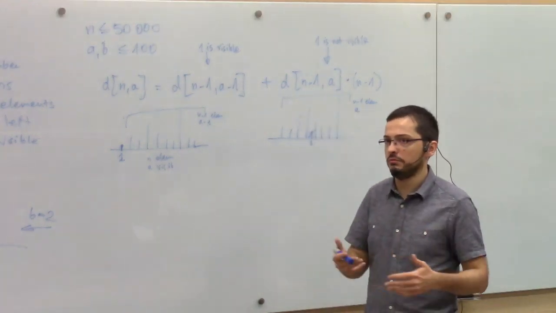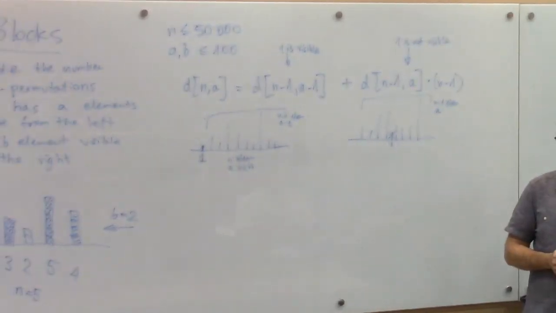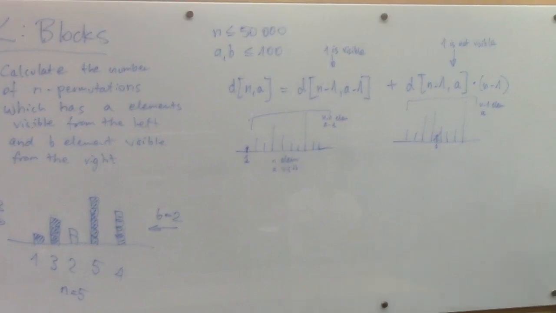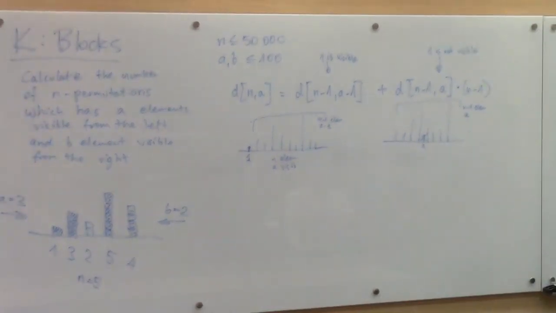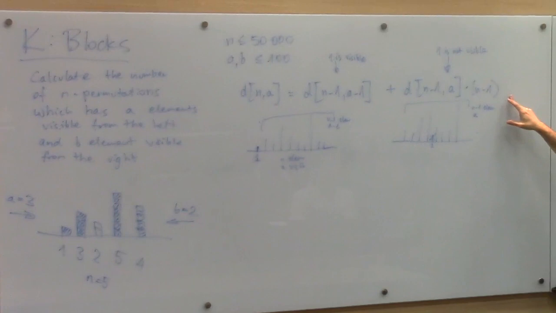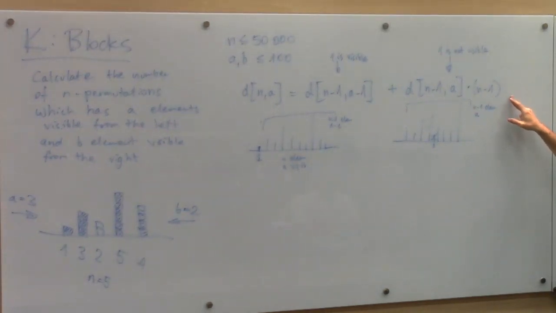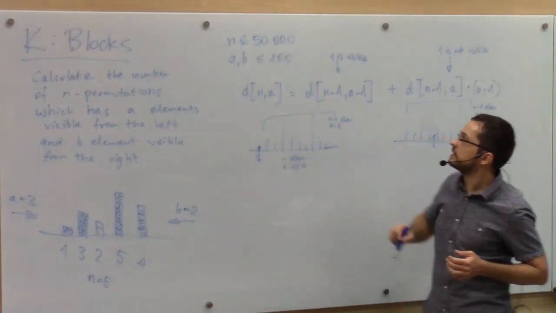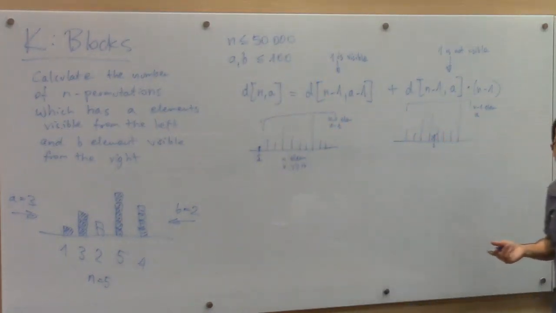Then probably this recurrence would be trickier to get. But if all elements are different, then it's pretty much the same. Okay, so this would give us the answer to the easier problem, because we can calculate the whole table, because n times a would give us like 5 million elements. So we can calculate everything, and then we would just answer queries in constant time.